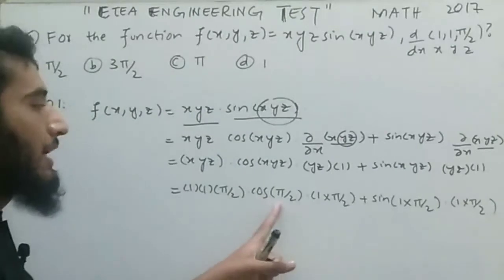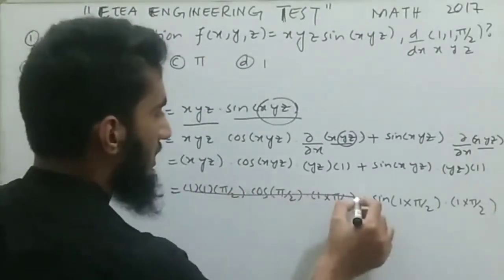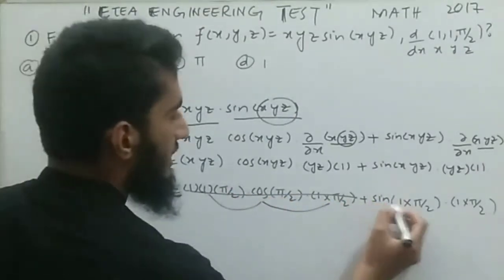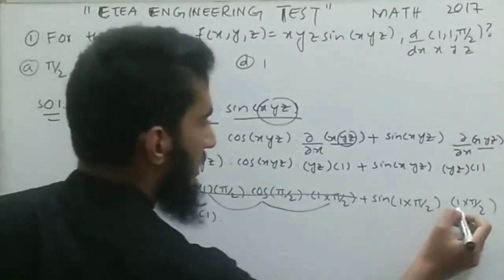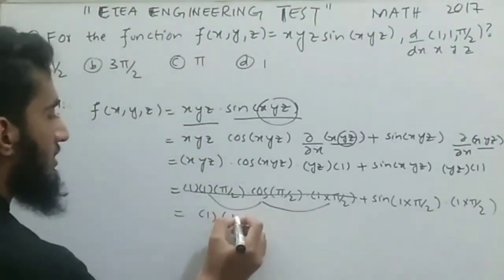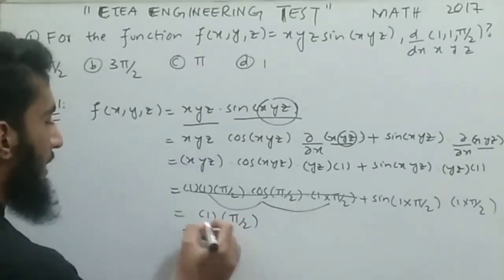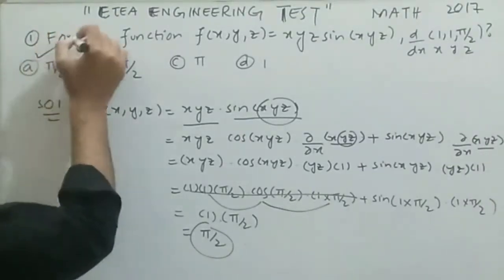Now you know that cos pi by 2 is actually cos of 90, which gives us a value 0. So this term will give us a value 0 because 0 multiplied by anything gives us 0. You know that sine pi by 2 is sine 90 and its value is just 1, and multiplied by 1 multiply pi by 2 it gives us the result pi by 2, and 1 multiply pi by 2 gives us the required answer pi by 2. It means the correct option for MCQ number one of ETEA Engineering 2017 is option number A.